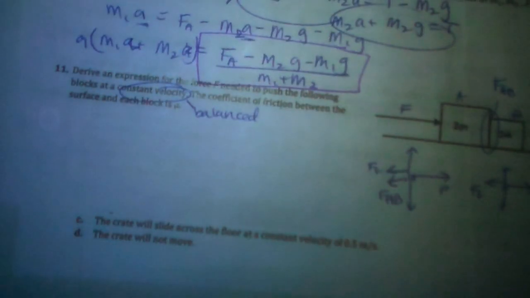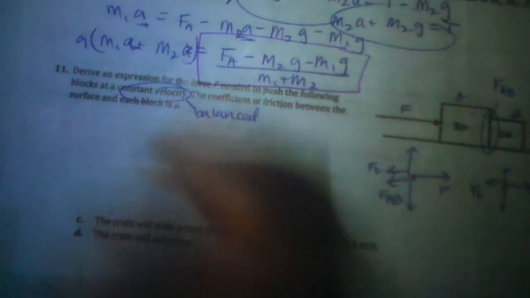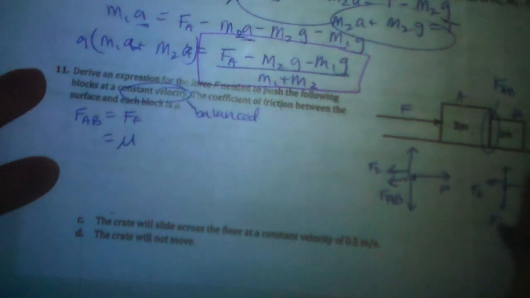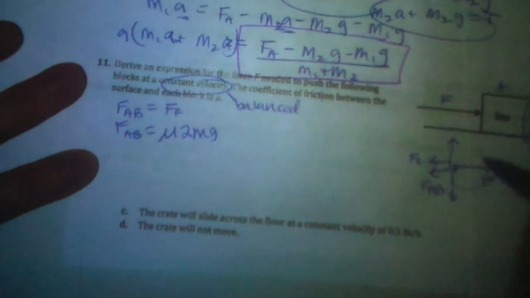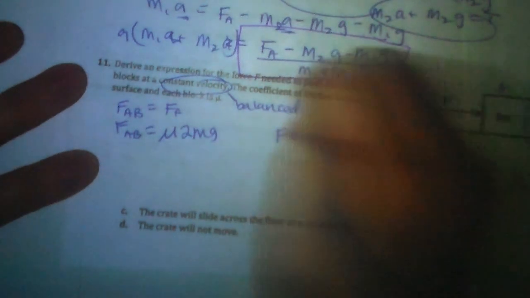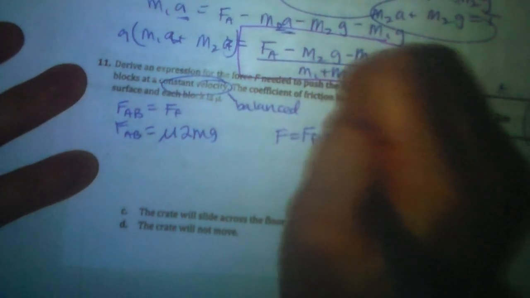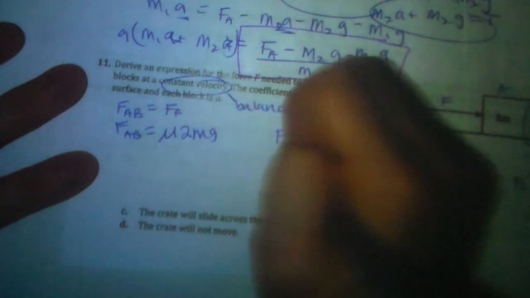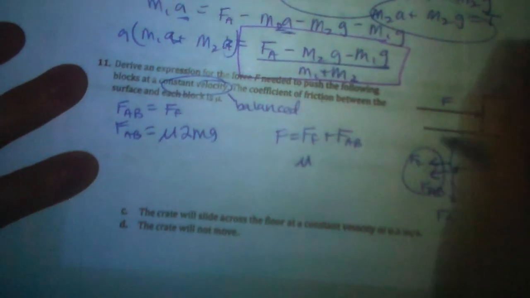Again, these are balanced, so I wouldn't necessarily write an F-net equation. I would say that these two are equal. So FAB is equal to the force of friction, which is mu Fn. Fn here is just your 2mg, so mu 2mg for the force of AB. Here I would say this force equals these two, so F equals the force of friction plus FAB. Force of friction here is mu Fn would be equal to Fg. The Fg of the 3m is 3mg.